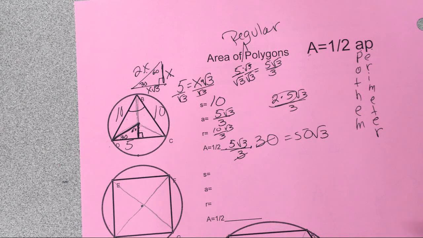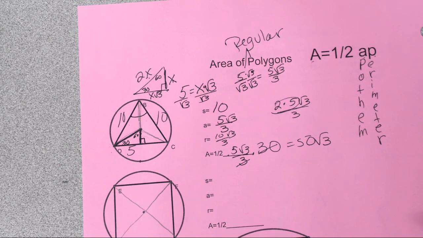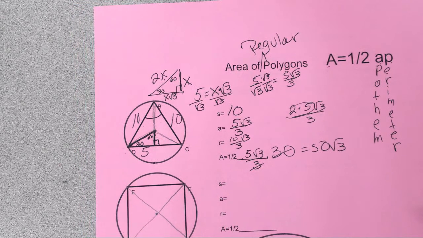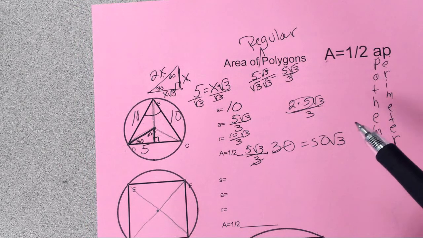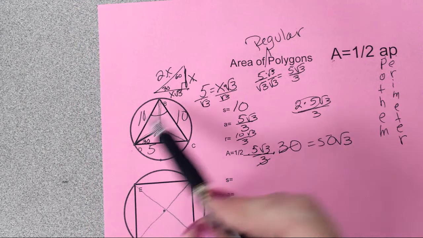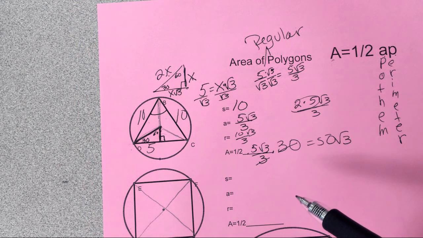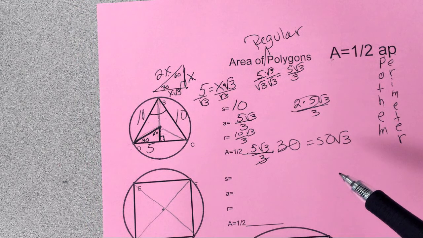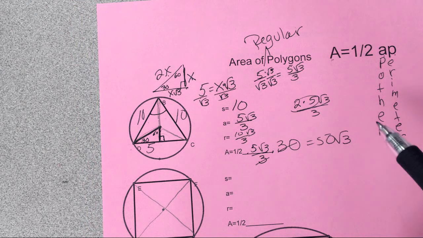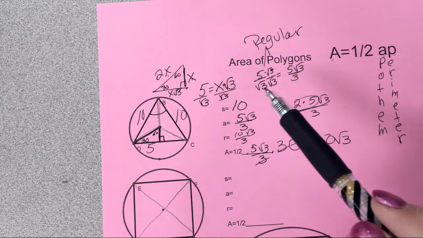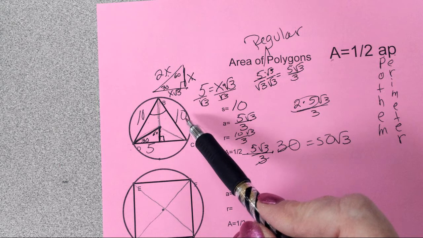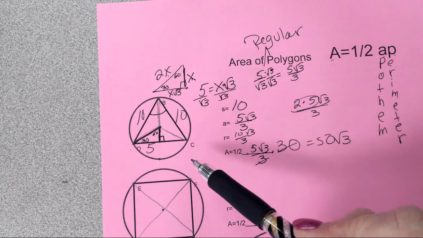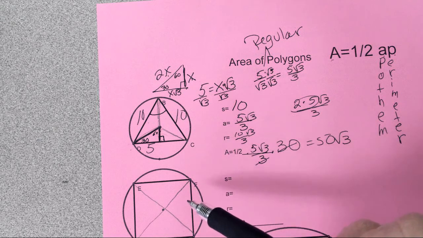We're left with 10. So 10 times 5 is 50 radical 3. Or we could have just thought about our equilateral triangle formula, which was side squared radical 3 over 4. So side squared is 100 radical 3 over 4. 100 over 4 is 25.